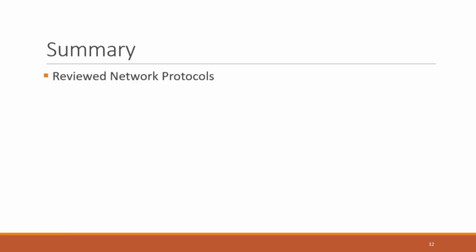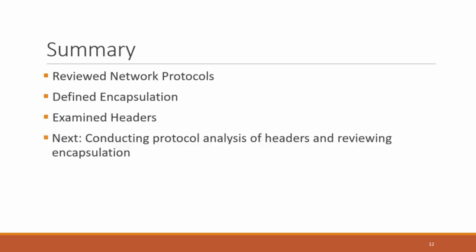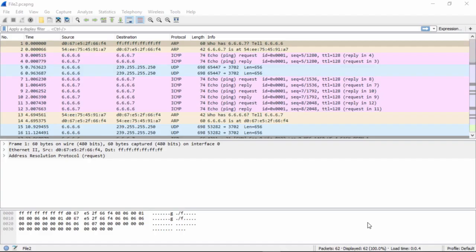In this section, we have explored network protocols. We explained and showed examples in the encapsulation process. We closed out the section with a brief look at the headers of the different protocols. Next, we will explore the information with a static packet capture file within the Wireshark tool. Now that we've discussed the theory for the network protocols, encapsulation, and the headers, we'll now apply our knowledge and skill to the static capture file, file2.pcapng.